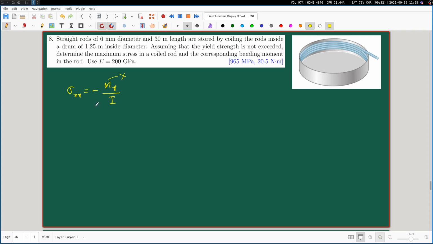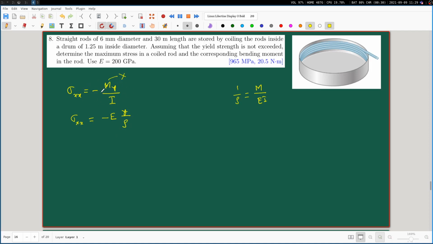So what do we do? Well, actually, it's not a difficult problem. You just have to go back to the basic theory and realize that this sigma_x actually came from this thing, minus E times y by rho. This rho we substituted, so we had this relation that 1/rho is equal to M/EI, and from that we were able to substitute it and get this expression.